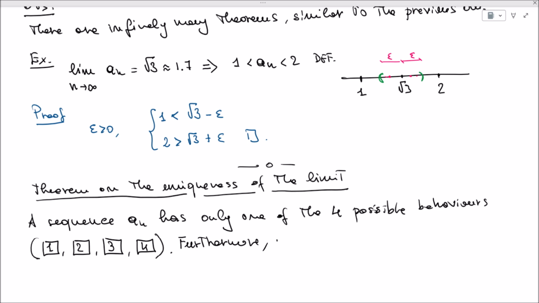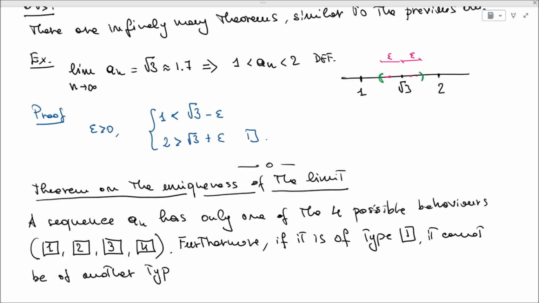we say that if it is of type 1, it cannot be of another type. The same holds for any other type.